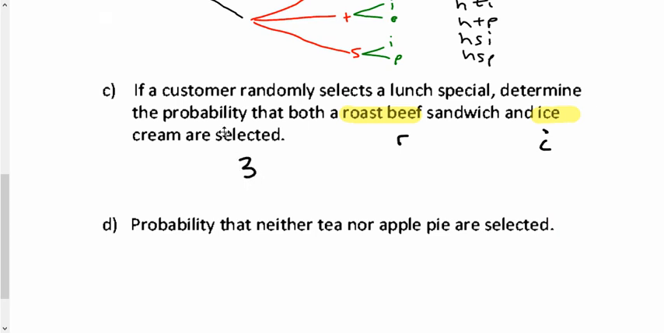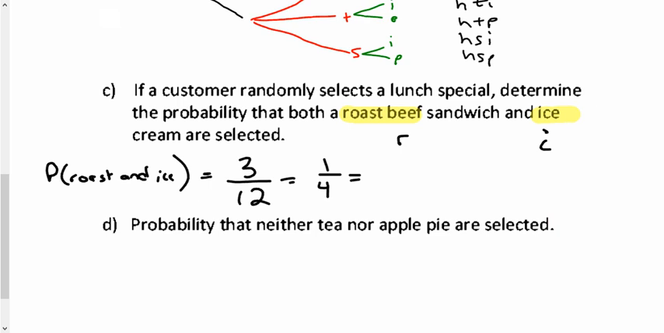So the probability is 3 out of 12. The probability of roast beef and ice cream is equal to 3 out of 12. Of course, we would reduce that down to 1/4 or 0.25.